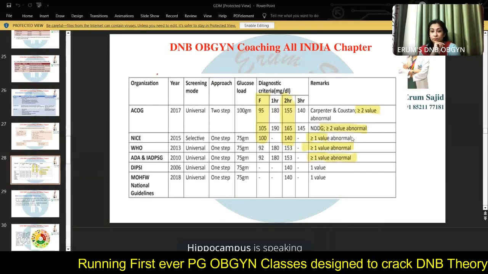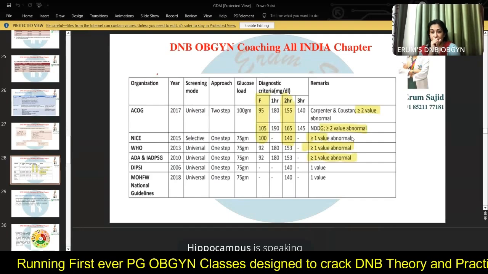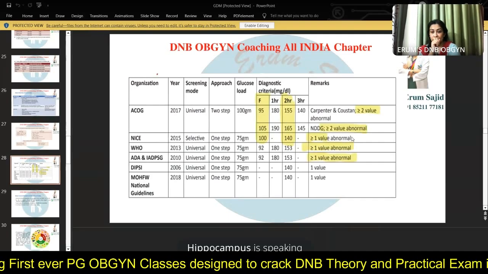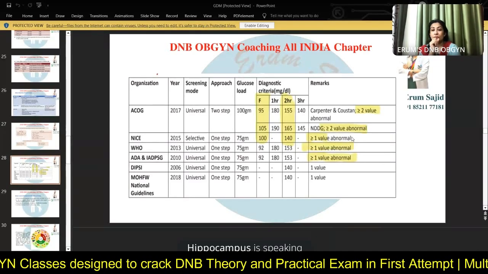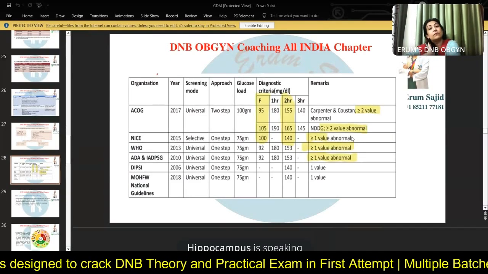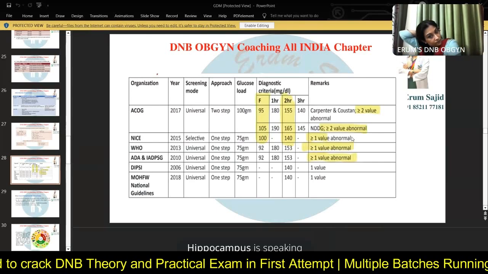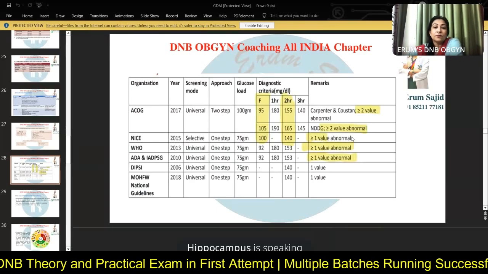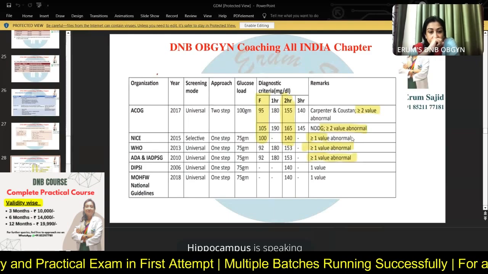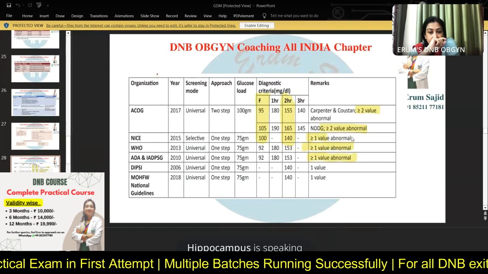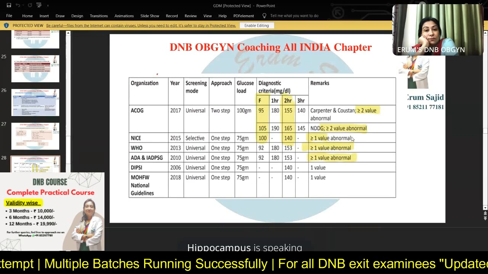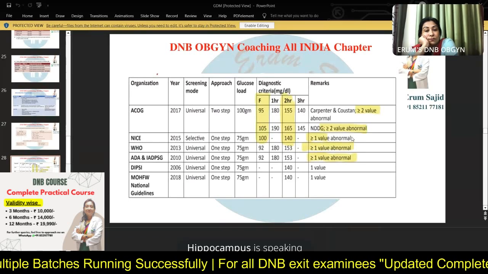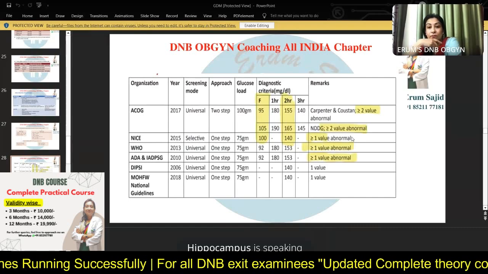And if there are two or more abnormal values, we label them as gestational diabetes mellitus according to ACOG, which is the two-step method. The remaining are all one-step methods, in which WHO, IADPSG, and DIPSI also come under the one-step method. Our national guidelines follow DIPSI, Diabetes in Pregnancy Study Group India. So we follow the 75 grams one-step method.